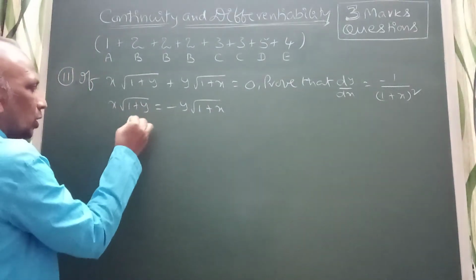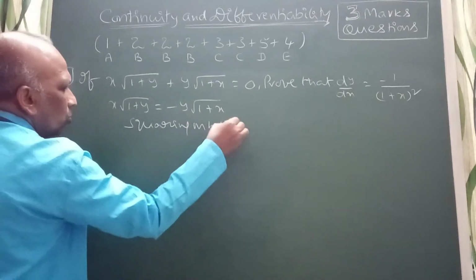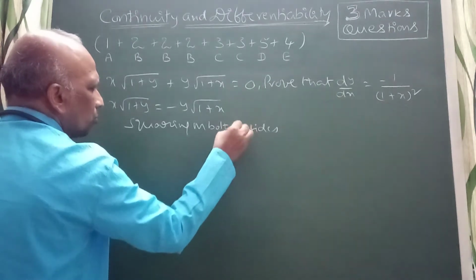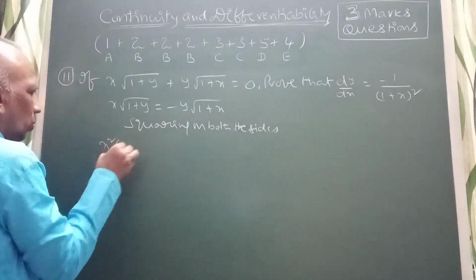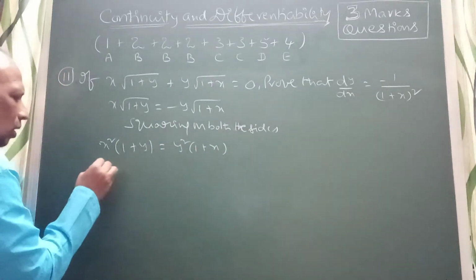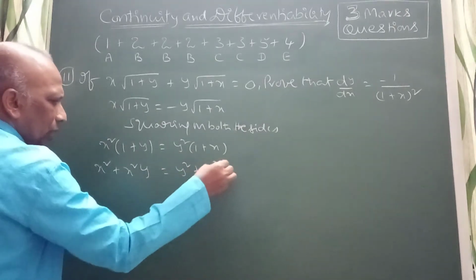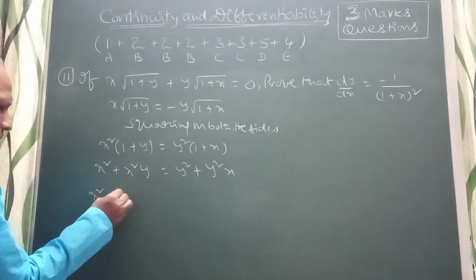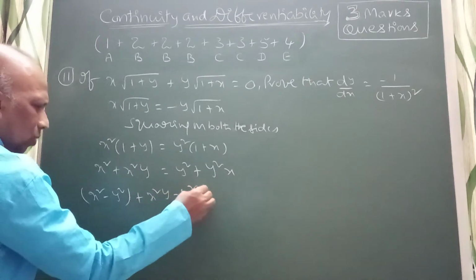Now squaring on both sides, you can do this. Then this will become x square into (1 plus y) equal to y square into (1 plus x). Now this is x square plus x square y equal to y square plus y square x. For our convenience, I can transfer one side: x square minus y square plus x square y minus y square x.